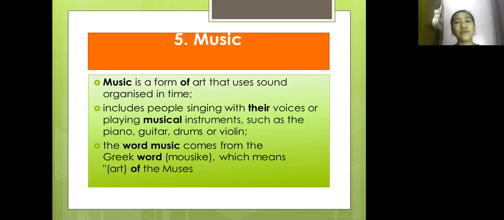And then music is a form of art. It uses sound organized in time. It uses people singing with their voices or playing musical instruments. The word music comes from the Greek word mousike, which means art of the muses. Okay, so I hope that's clear with you. Everybody experiences music. We can sing. We hear a lot of music around.